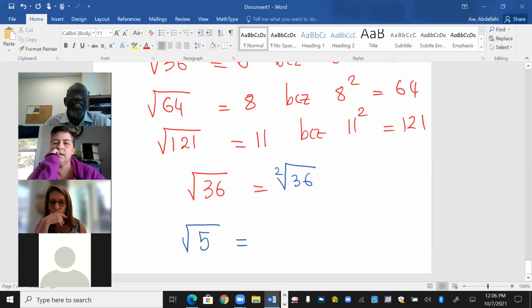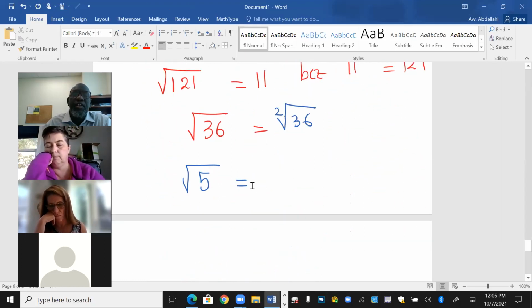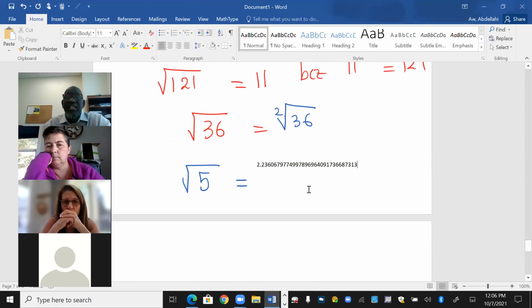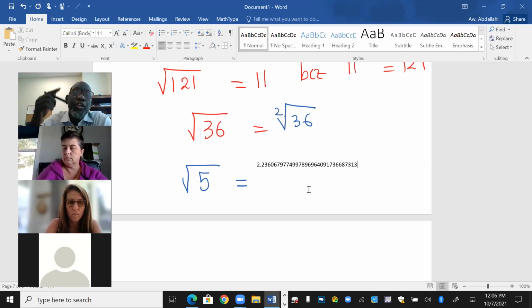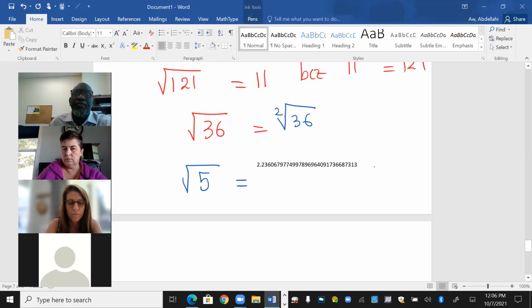2 point, et cetera, et cetera. It has a lot, a lot of decimals, right? It is about this. That is about the square root of 5. And the decimal numbers will never stop, right? It is an irrational number, okay? You see, so the square root of 5 is about this.